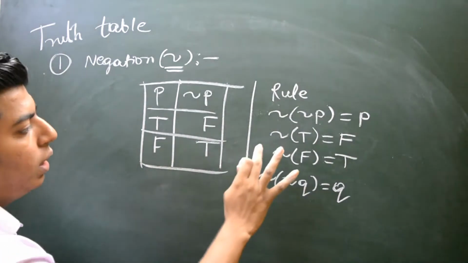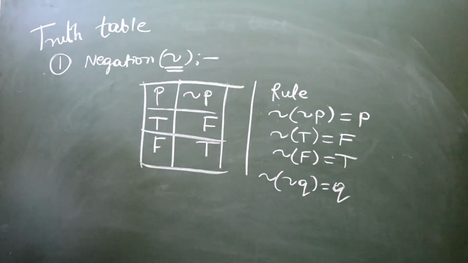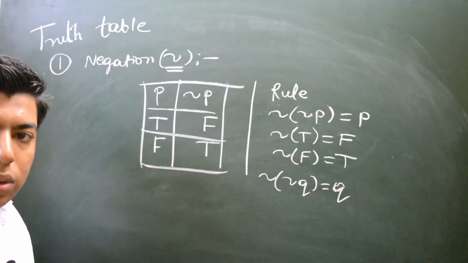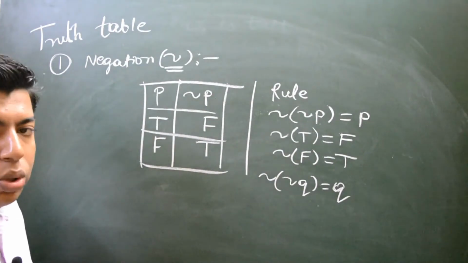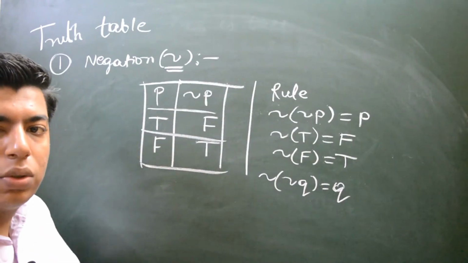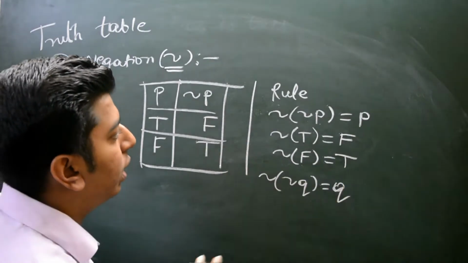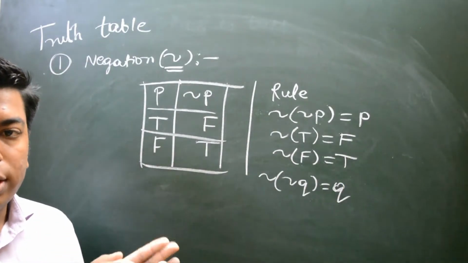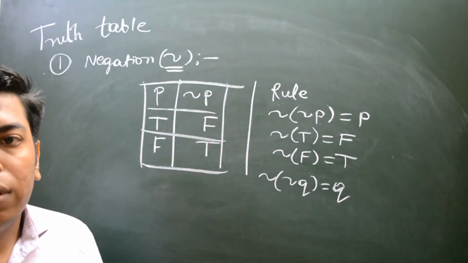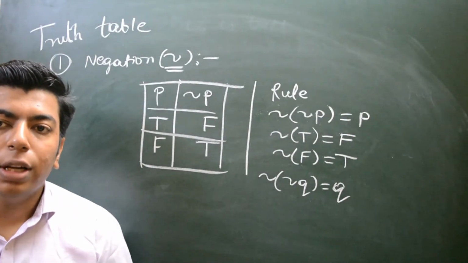Then negation of T is false. That means the opposite of truth is false, and the opposite of false is truth. So negation of F is equal to T. These are some rules. Okay. So next we are going to learn about the truth table for conjunction.